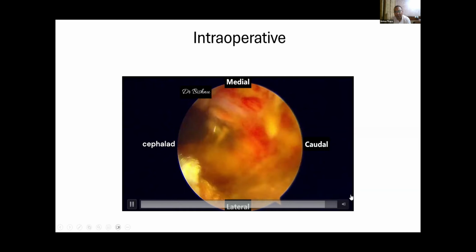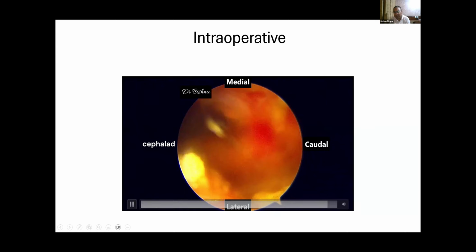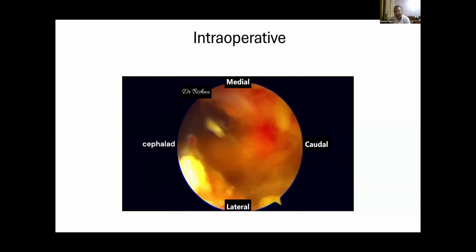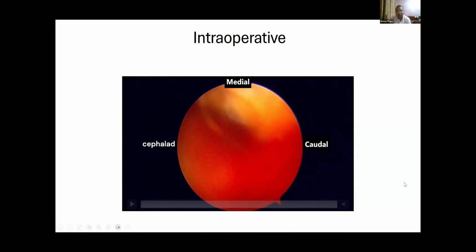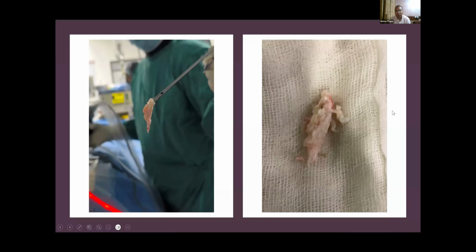Okay, now the large fragment came out, and there is some amount of bleeding which is controlled by RF. And I usually do the annuloplasty and recheck with the nerve hook to see whether any fragment still remains or all the fragments came out. So next, please. Okay, this is the last fragment I removed. Next, please.